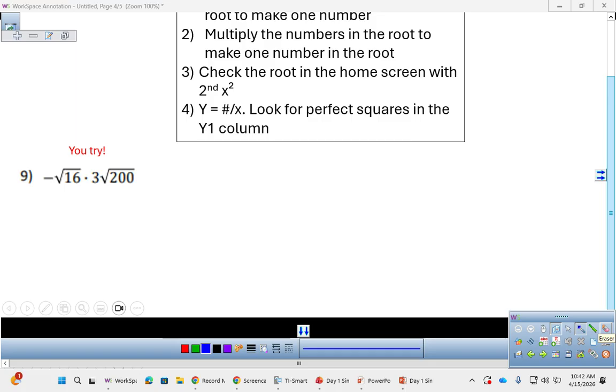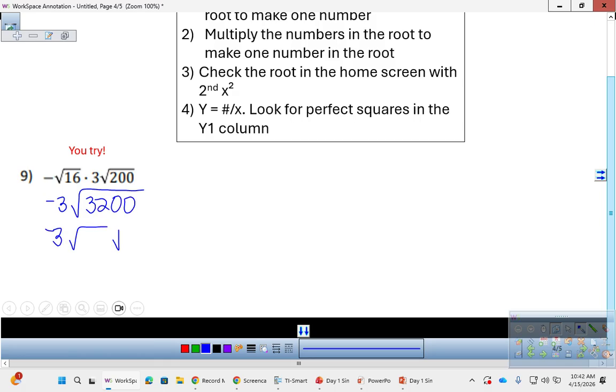Alright, so what do we get when we combine like terms here? What's the coefficient in the front become? -3. And then what about the root? 3,200. Alright, so that definitely splits up. What perfect square goes into 3,200? I think 1,600 is a perfect square.